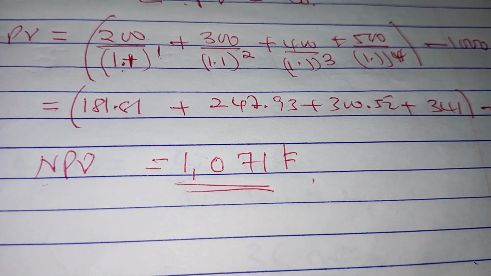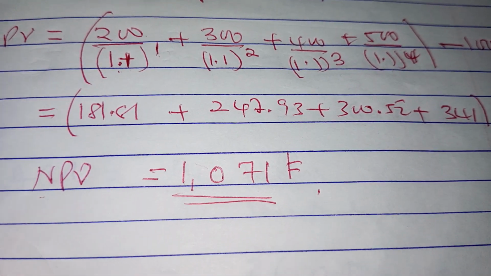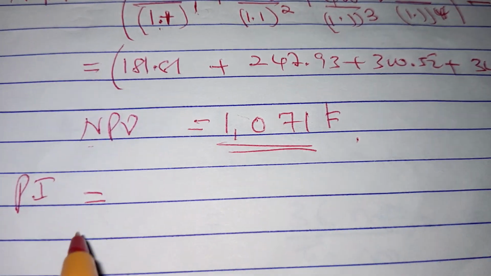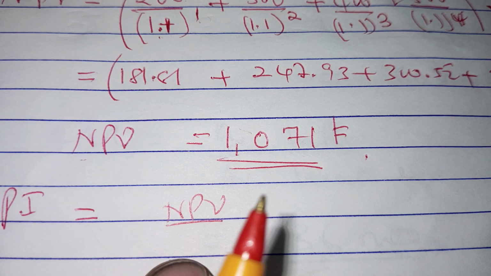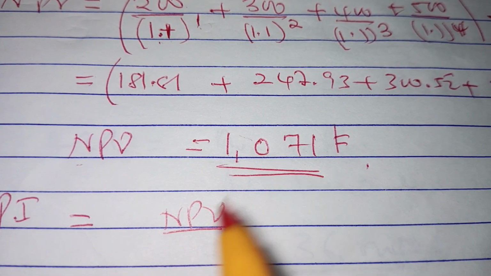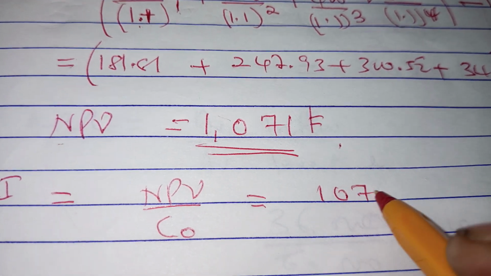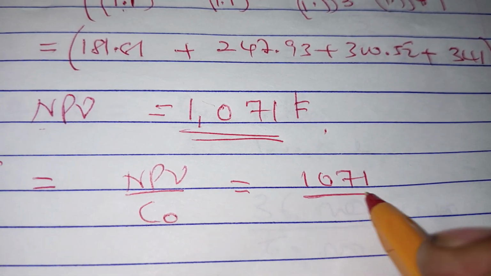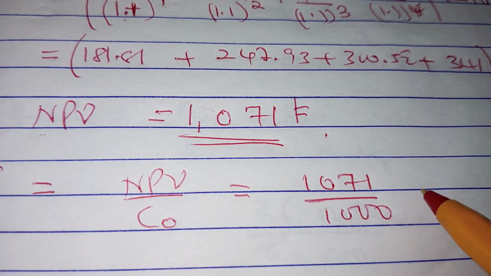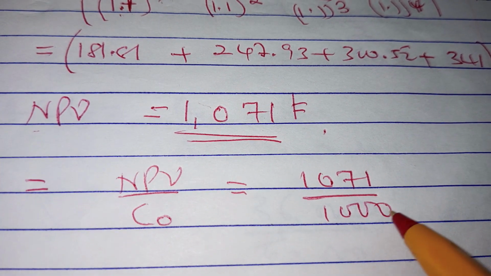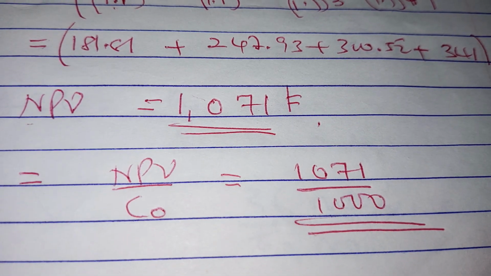Once we have found the net present value, it's now easy. We take the PI formula, the profitability index being equal to the NPV divided by the cash outlay, and this is the 1,071 NPV. Then you divide by the cash outlay of 1,000, and that is the profitability index of that project.